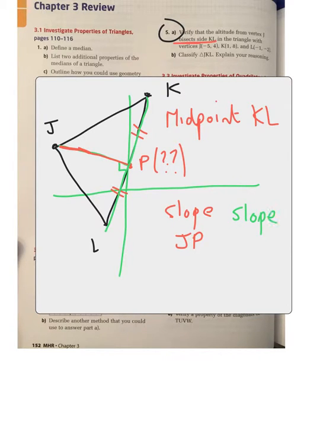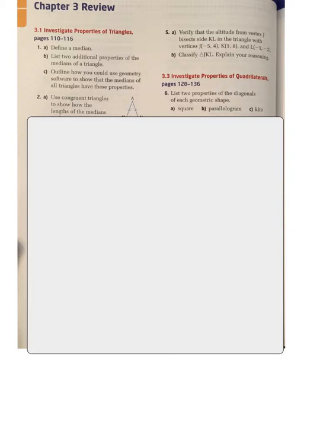Slope LK. And if those two slopes are negative reciprocals, then we have a right angle that intersects the midpoint, i.e. proving the question. Question 6, list the two properties of the diagonals of each geometric shape. So we've got the square, and you're going to have to look this up in your book, the parallelogram and the kite, just list the properties there.